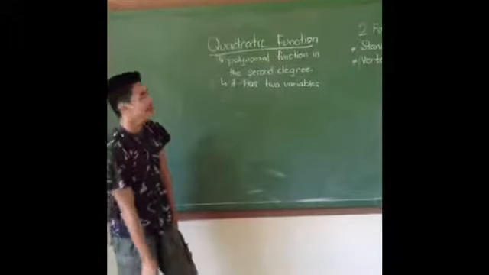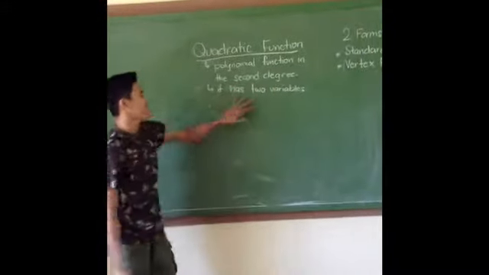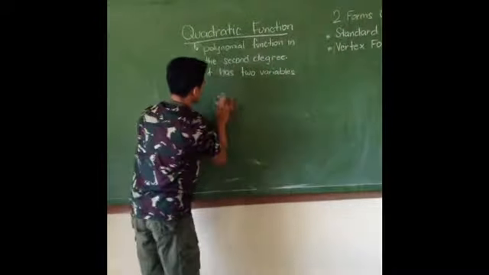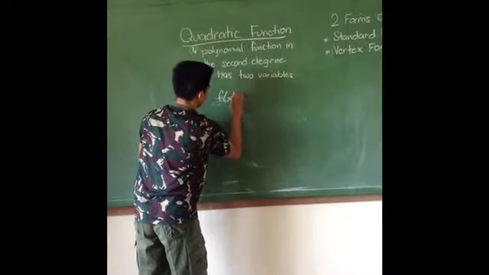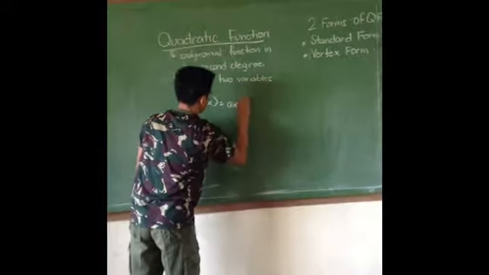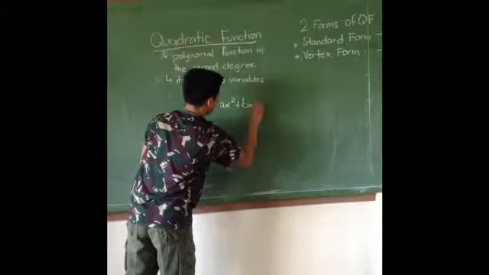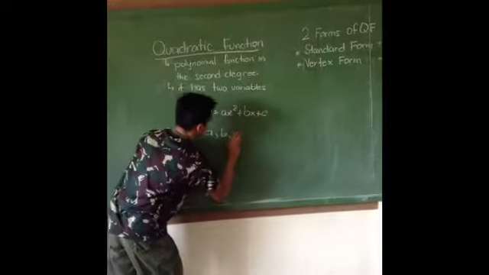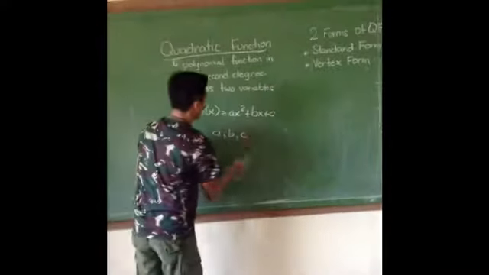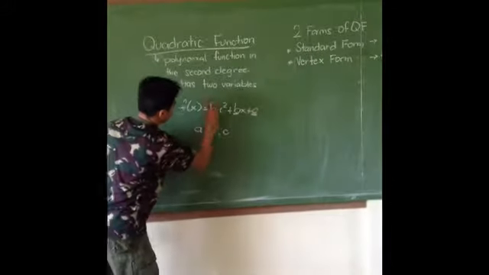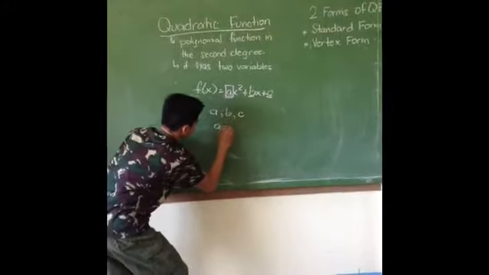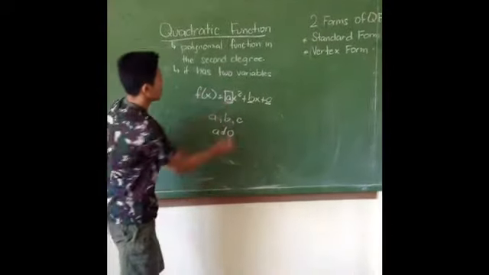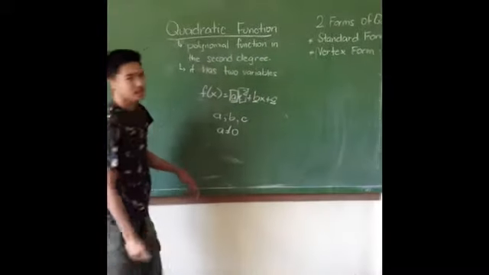A quadratic function is a polynomial function of the second degree, and it has two variables. In a quadratic function, a, b, and c are real numbers, so a must not equal 0, because if a is 0, the x squared will be cancelled, so we cannot say it's a quadratic function.